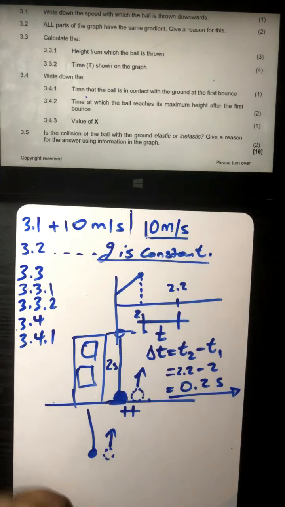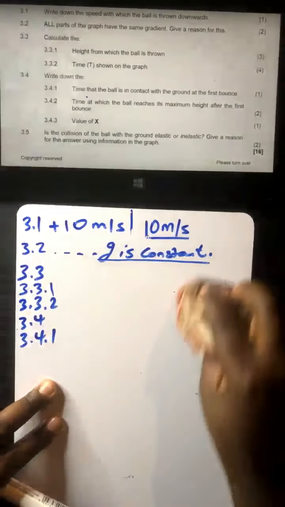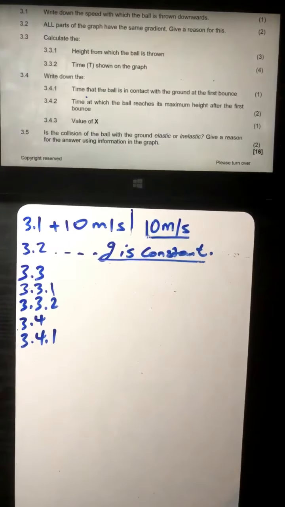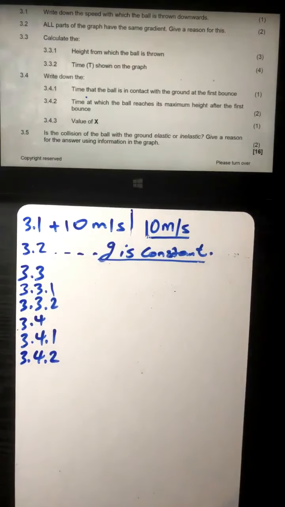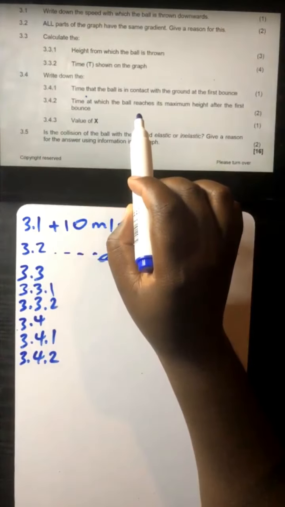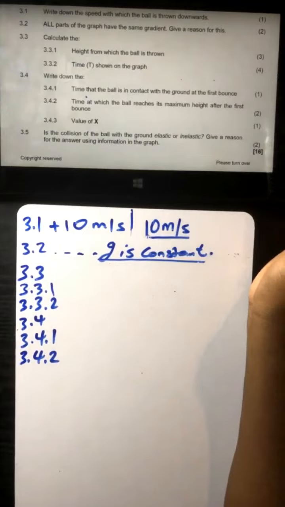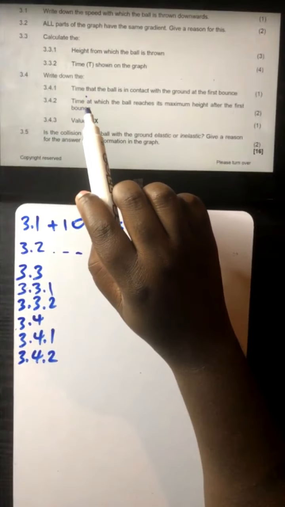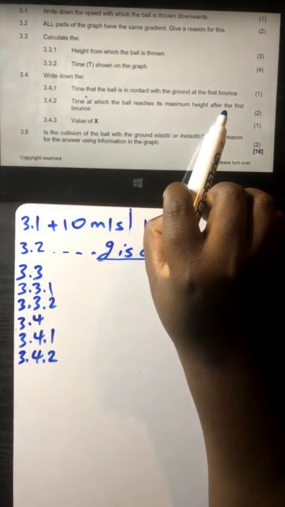Okay. So if there's no question from your side, then I'll just make an assumption that we are all on the same page. So now, let's move to question 3.4.2. Write down the time at which the ball reaches its maximum height after the first bounce. Write down the time at which the ball reaches its maximum height after the first bounce.